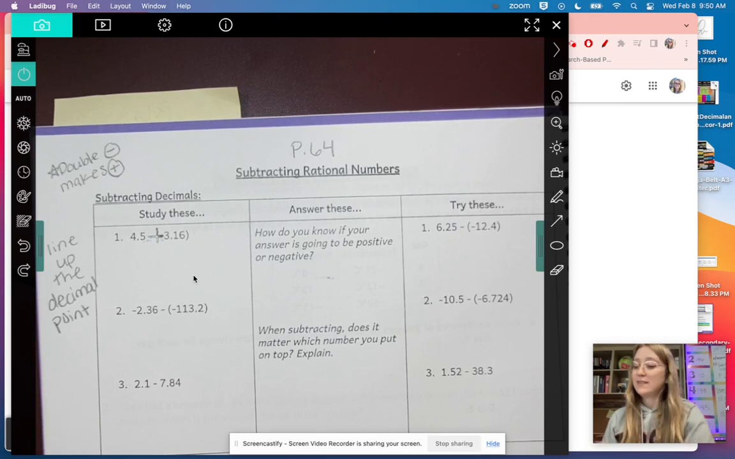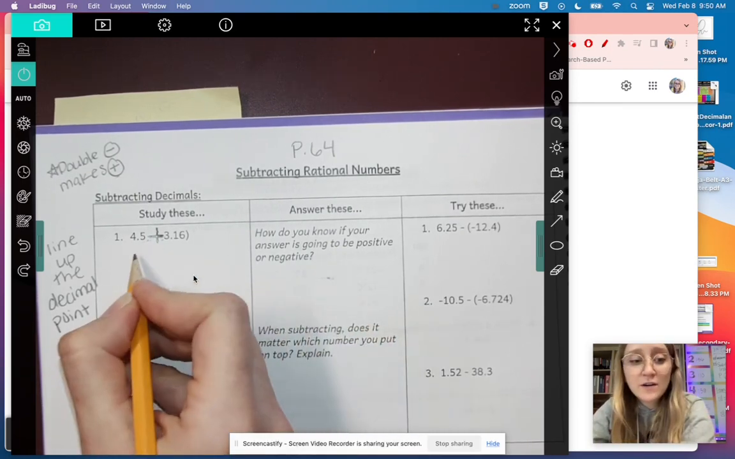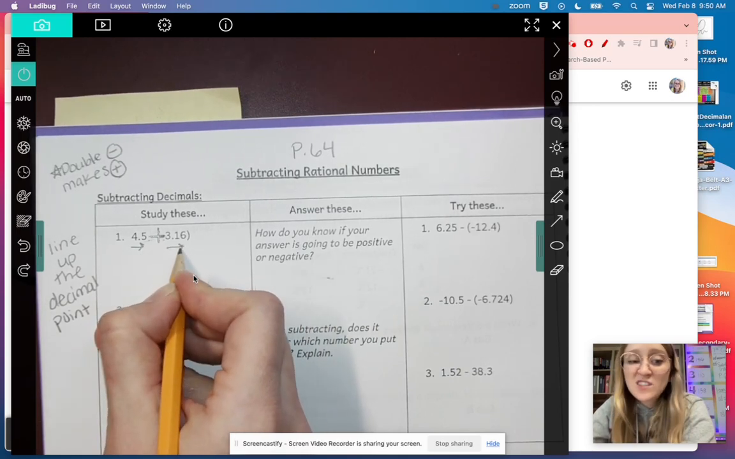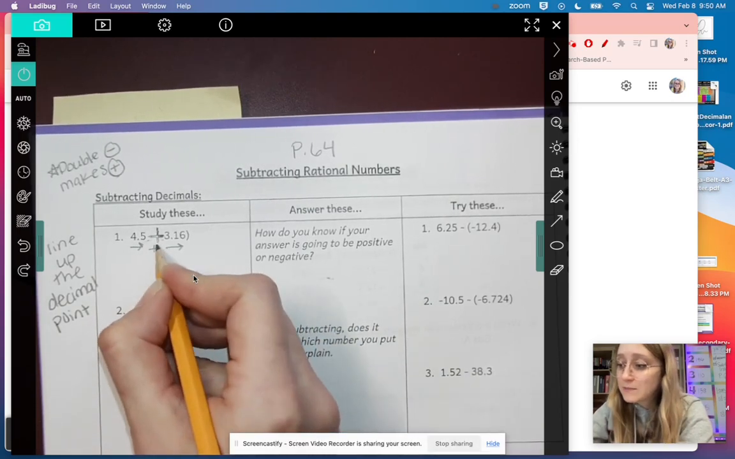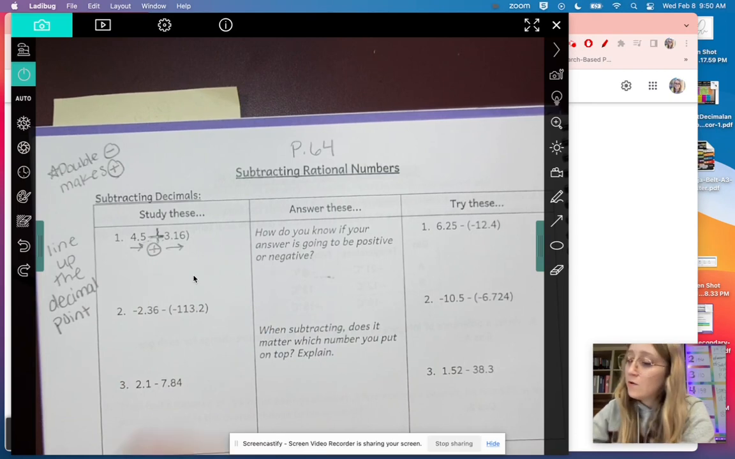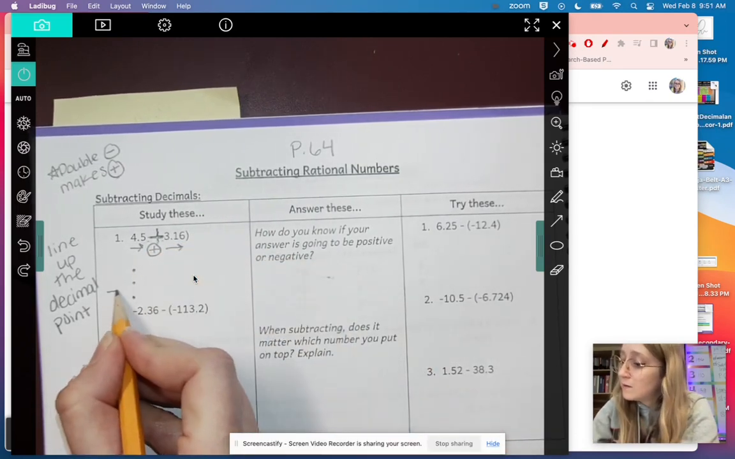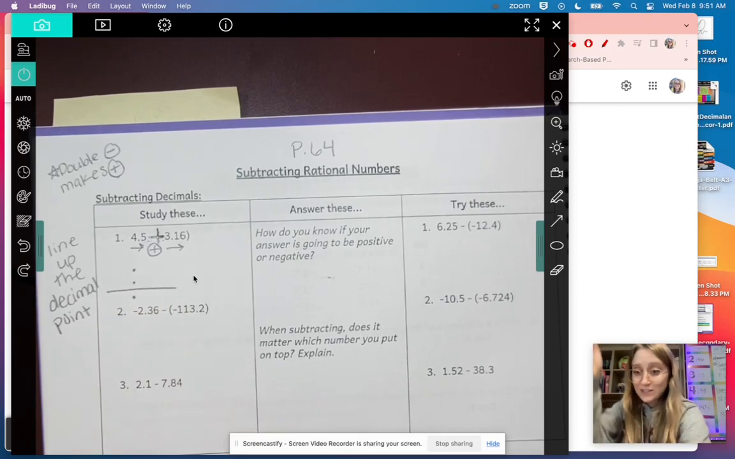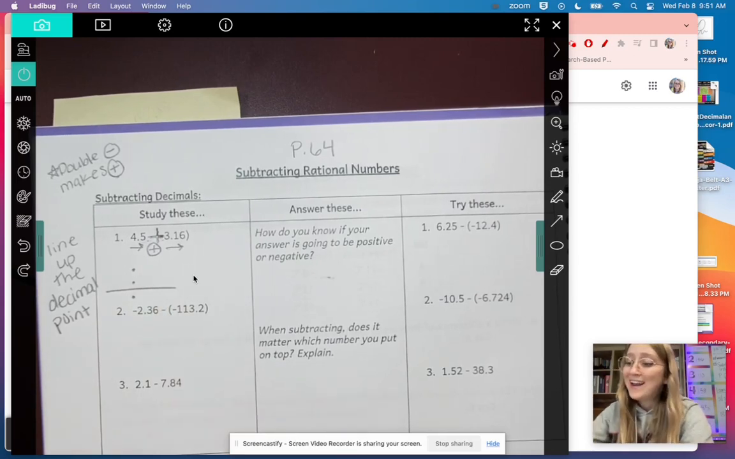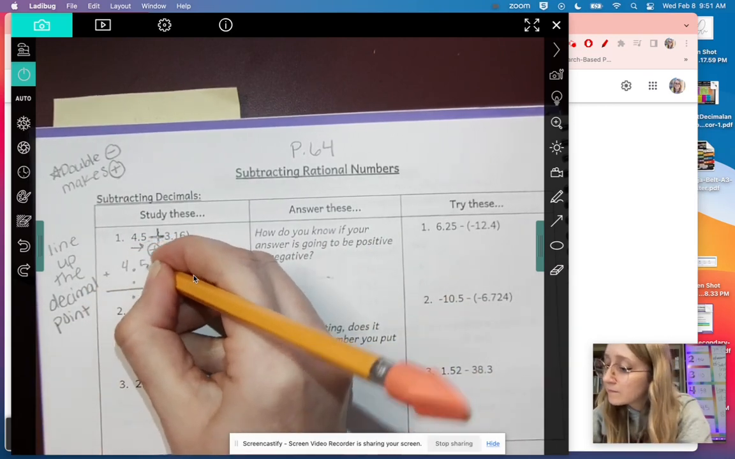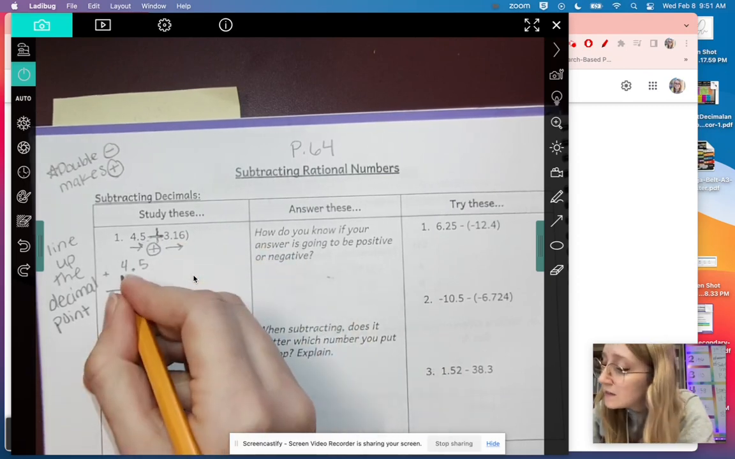If I go to add these now, I want to think about my direction arrows. I have a positive number and a positive number. So this is just basic addition. Same signs, combine. We're going to line up our decimal points. Before we even write any numbers, I like to write them all the way straight down through. And now I'm just going to go ahead and fill in my addition problem. 4 and 5 tenths, 3 and 16 hundredths.